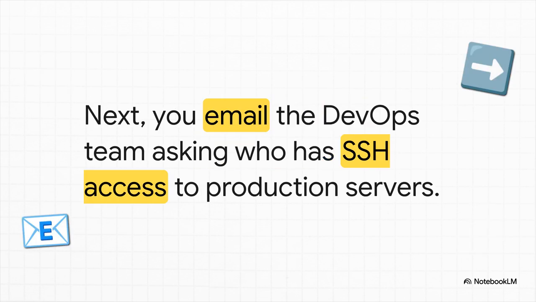What about direct server access? Now you're depending on other people. You have to fire off an email to the DevOps team, asking them to pretty please, manually run a command and send you a list of who has SSH access to the production servers. And then, you guessed it, you paste their response right into that same ever-growing Word document.